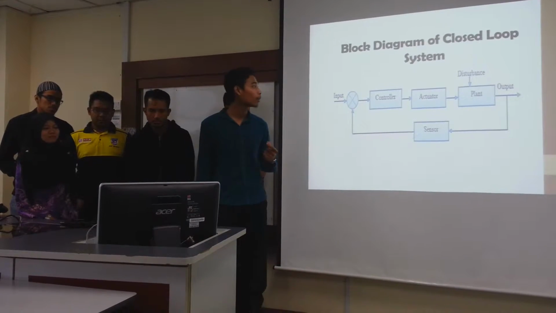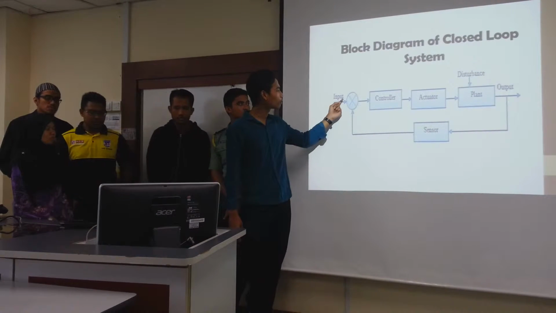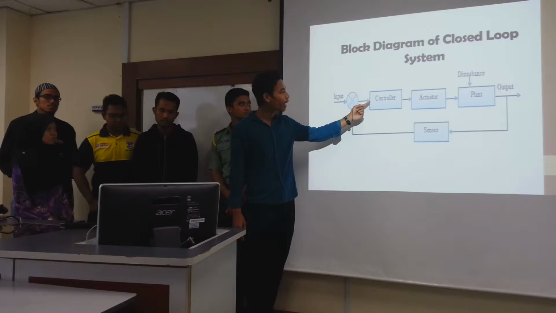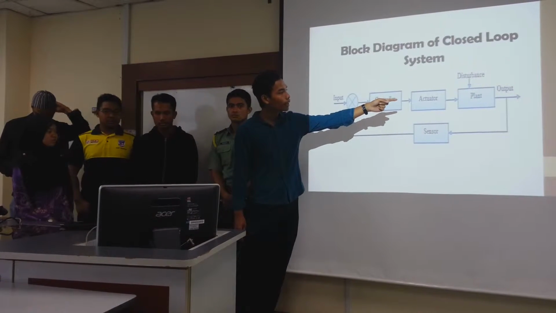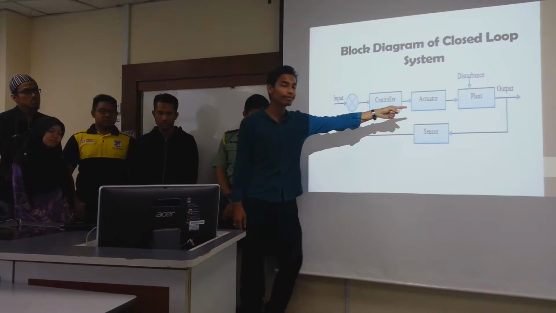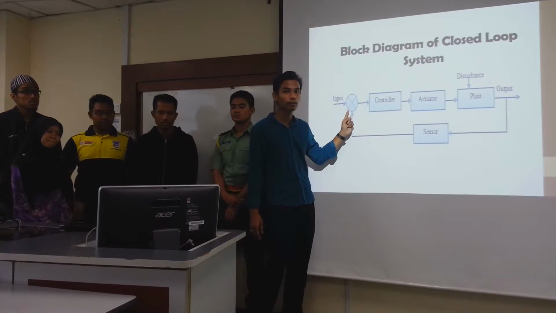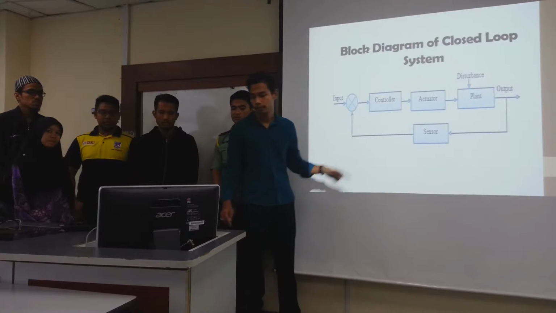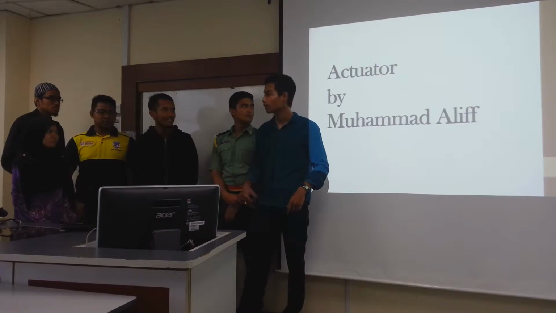This is the block diagram of the closed loop system. The input goes through the controller, then to the actuator and then to the plant. When there is an error, it will be sensed by the sensor, which gives feedback back to the input. Okay, I will proceed with Alif.